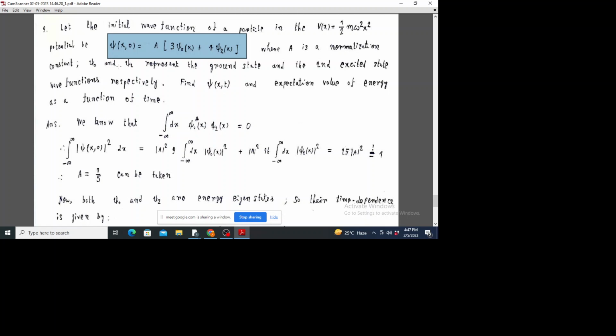So we are given this: our wave function is a linear combination. So our wave function at t equal to 0 is the linear combination of the ground state wave function and the second excited state wave function. So given the wave function at t equal to 0, we need to find the wave function at an arbitrary time and the expectation value of energy as a function of time.